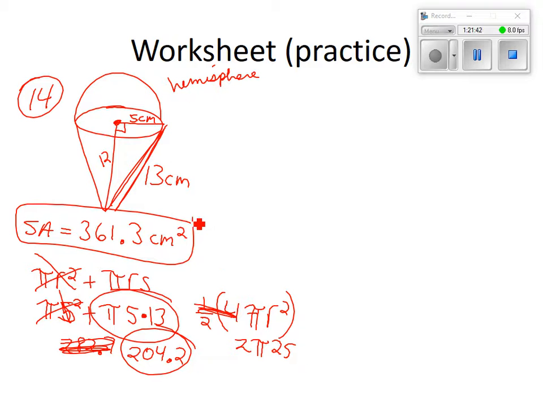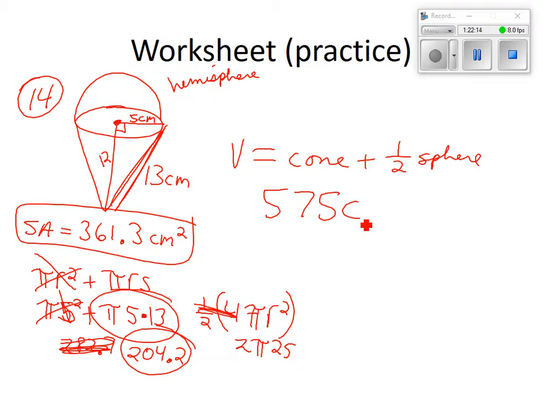Centimeters squared. However you do these, there's a million different ways to do them. You do them however it's easiest for you. For volume, what am I going to have to do? Well, you got to do volume of the cone plus what? Volume of the hemisphere, half of a sphere. So you just do the volume for the sphere, take half of that, add those two together, and that's going to give you your answer. 575? That's right. 575, is that your final answer? 0.96 centimeters cubed.